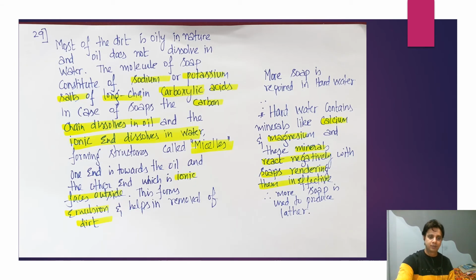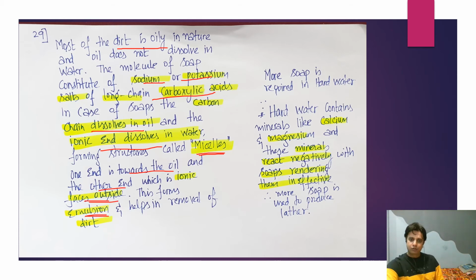28th one is about cleansing action of soap. So you can say that most of the dirt is oily in nature, and soaps are salts of sodium and potassium of long chain carboxylic acids. In case of soaps, you can say that the carbon chain dissolves in oil and the ionic end dissolves in water, forming structures called micelles, which is another important keyword. So one end is towards the oil and the other end faces outside. This forms an emulsion and it can be removed by washing.